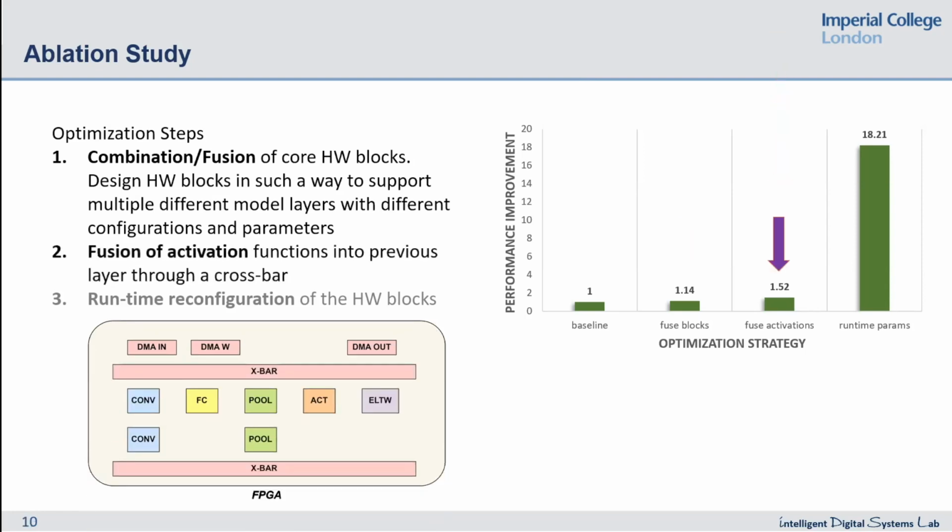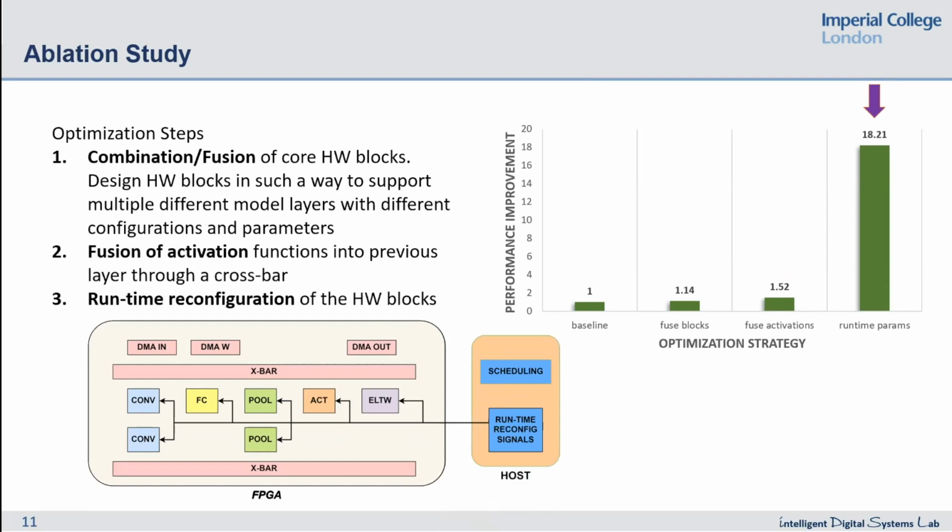The next optimization that we have introduced allowed us to support sequential execution of any layer followed by an activation layer without needing to send the data to the off-chip memory through the DMAs. This is accomplished by adding the shown crossbar, which is able to map the output of a non-activation layer into the input of an activation layer.